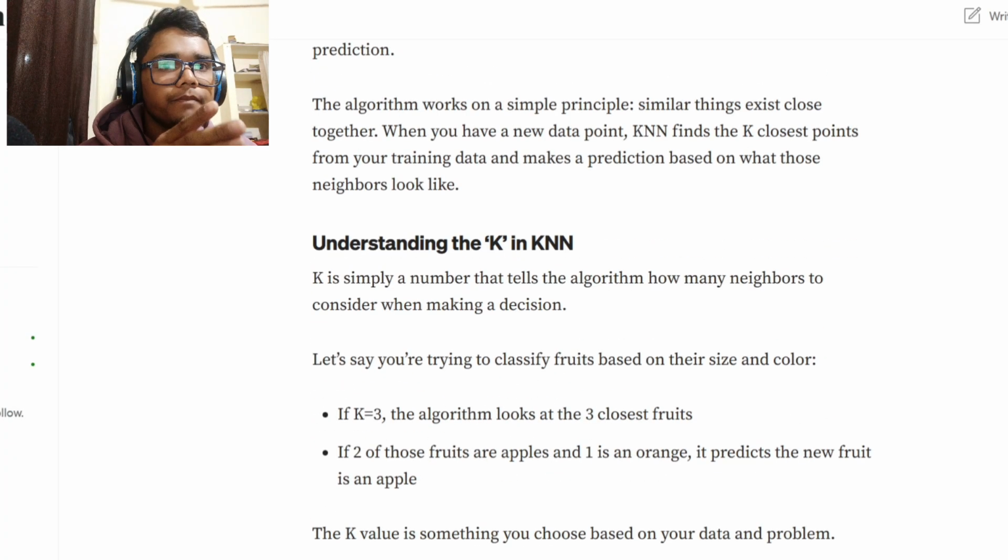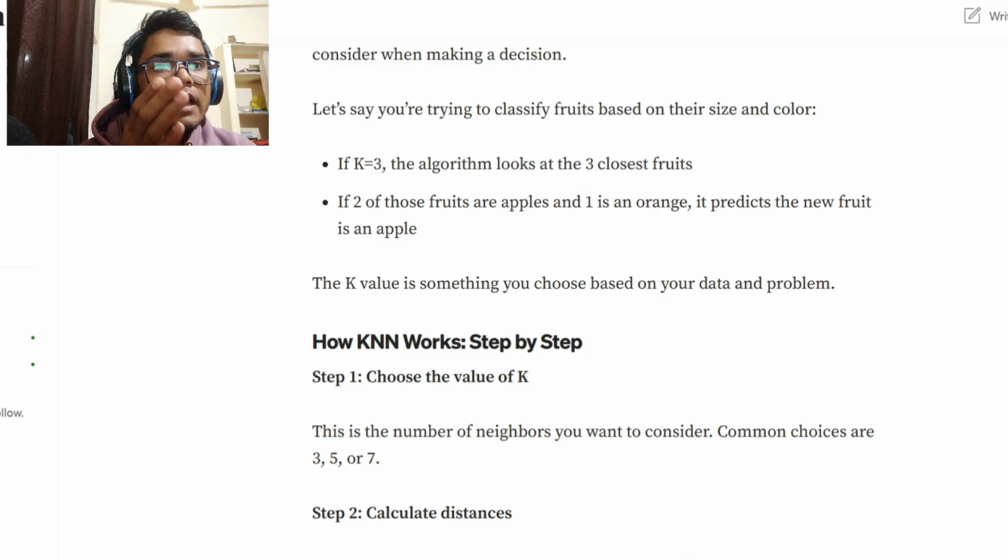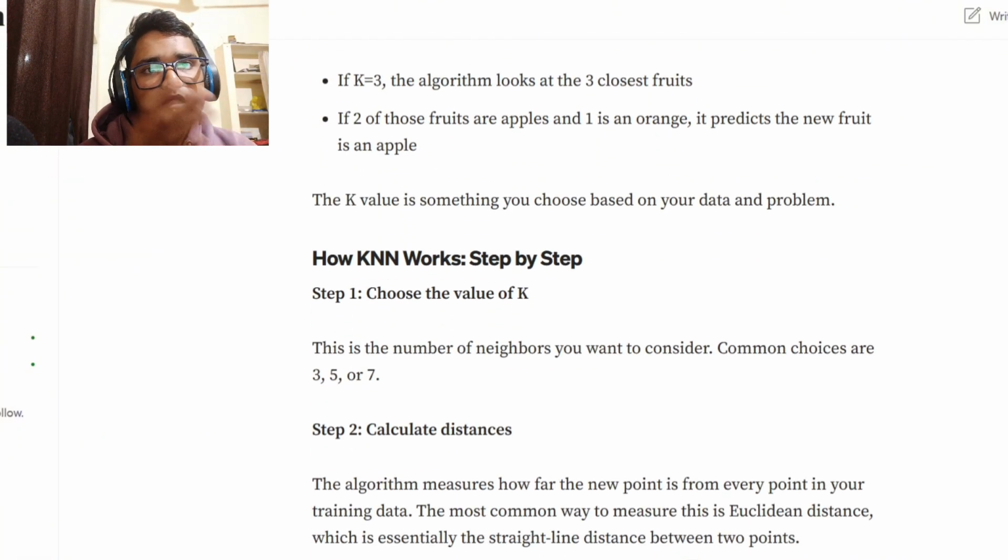Let's understand K in KNN. K is simply a number that tells the algorithm how many neighbors to consider when making a decision. Let's say you are trying to classify fruits based on their size and color. If k equals 3, the algorithm looks at the three closest fruits. If two of those fruits are apples and one is an orange, it predicts the new fruit is an apple. The k value is something you choose based on your data and problem.